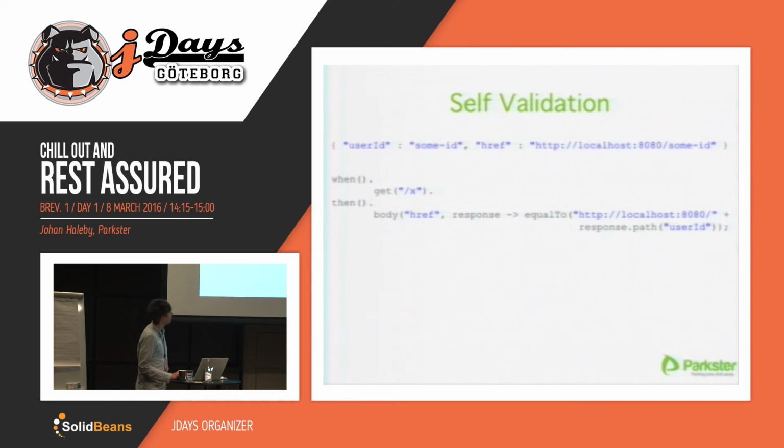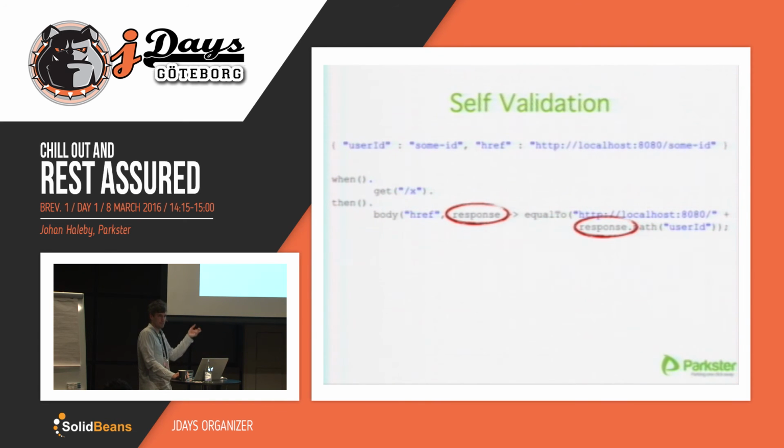And this is also very cool. Here we have a small JSON document, and if you look closely, you can see that the link ends with the value of user ID. This might be some constraint that you have in your service. I mean, this should be true. So what you can do is to supply a lambda expression here. You can use the response to extract other parts of the response. This is pretty neat. Here we use the response to extract the value of the user ID, and use a Hamcrest matcher here to validate that the href is what it's supposed to be.